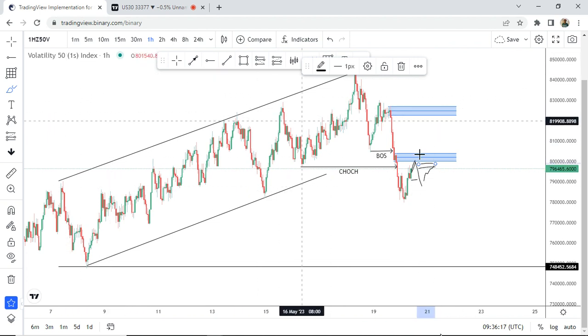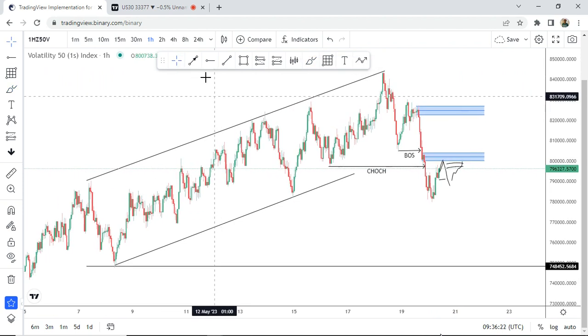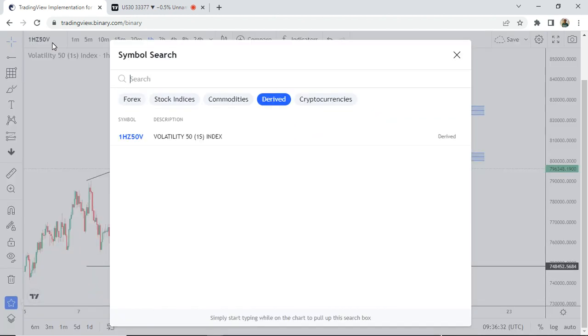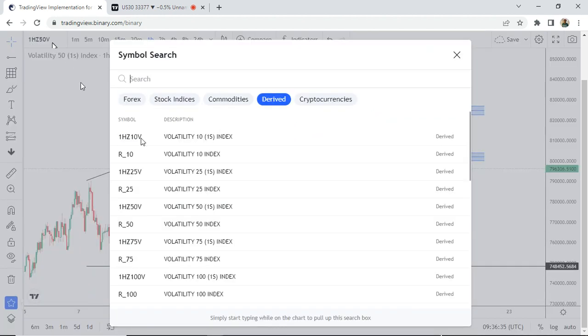VIX 51, guys, is very volatile. So if you are trading this one, guys, make sure that you use proper risk management, and when you are in profits, do lock some of the profits there so that you protect your capital. VIX 51 is very volatile.